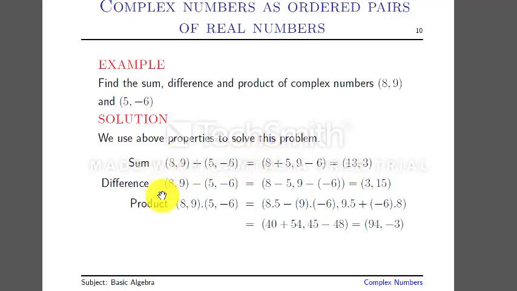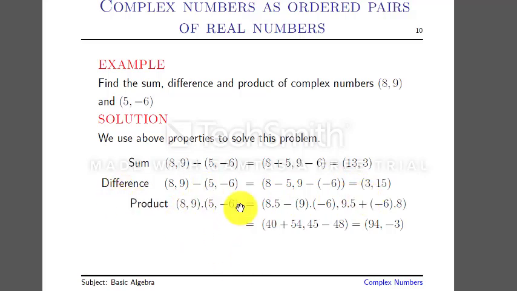And now the difference of the two complex numbers, (8, 9) and (5, -6). The real part must be subtracted from the real part, and the imaginary part must be subtracted from the imaginary part. When we take minus minus, it will be plus, so it will be 9 plus 6, which is 15, and 8 minus 5 is 3. Now the product of (8, 9) and (5, -6).